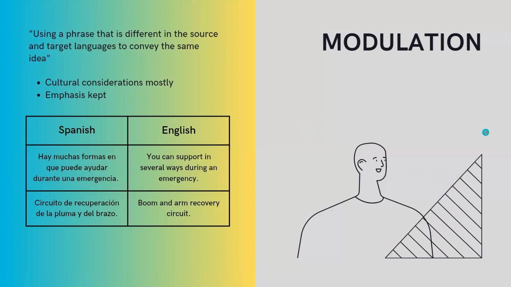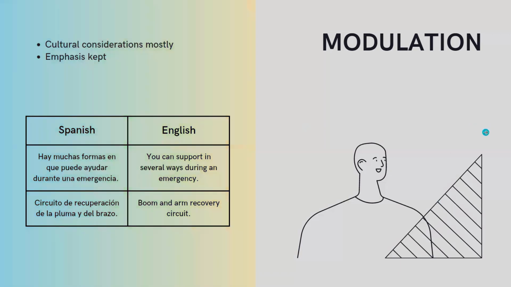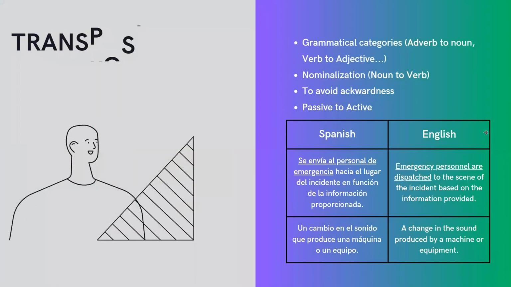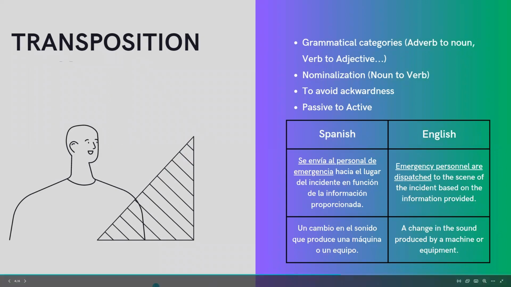Now we're going to have a little bit more examples about that. When it comes to transposition, that is the second translation technique that we are going to review. It has to do a little bit with the grammatical categories. We are going to see that we can change an adverb to a noun, or vice versa, a verb to an adjective, or vice versa, etc.